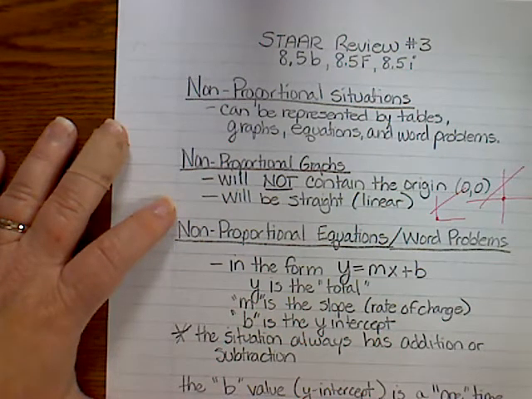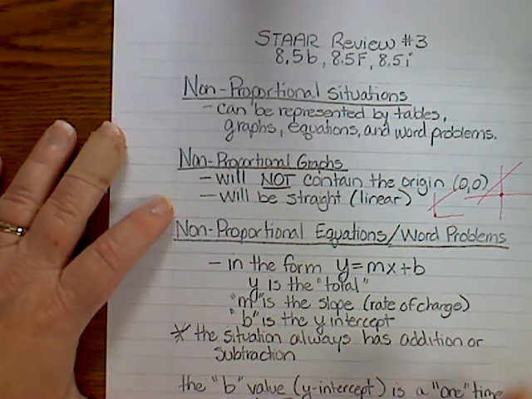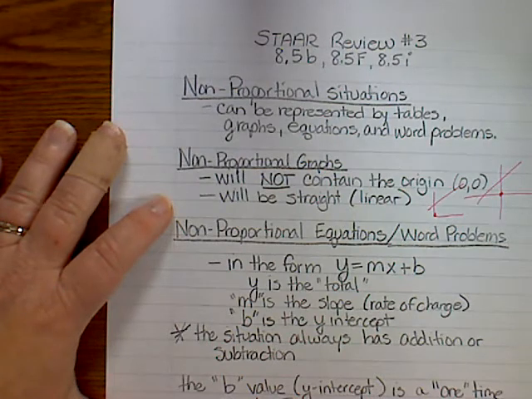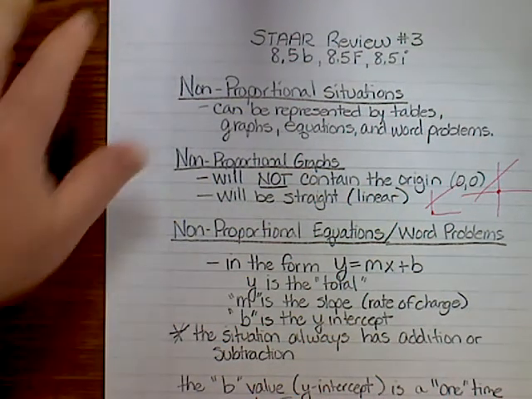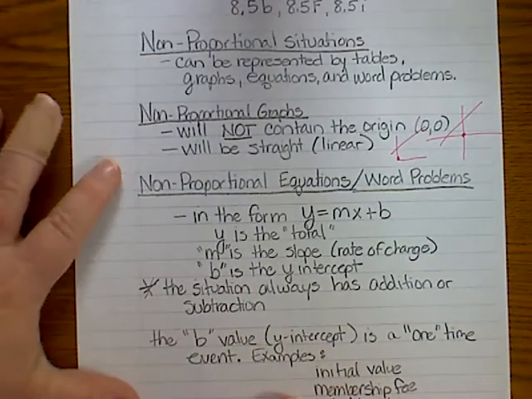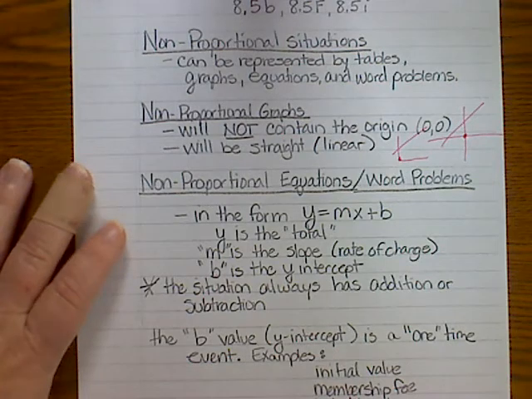And sometimes, most of the time, it will still be straight. In 8th grade, your lines are generally straight. The only times when we see lines that are not straight is when they're talking about questions about functions. Okay? Non-proportional equations in word problems. So we've gone over graphs. Word problems, in the form of y equals mx plus b.